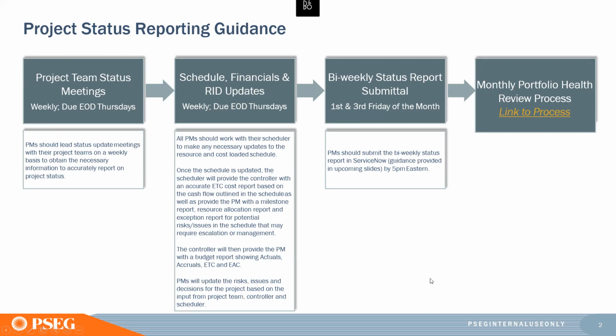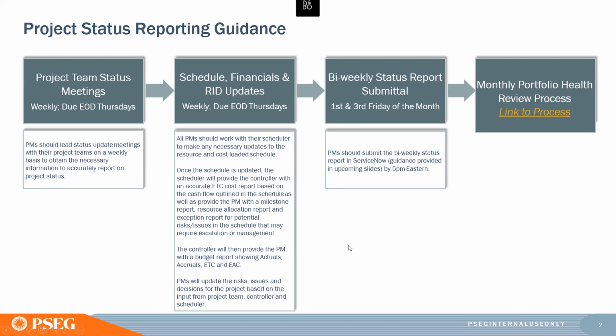The first and third Friday of every month is when your bi-weekly status report is due. You will see notices, emails coming out from the PMO reminding you. But first and third Friday is when they are due in ServiceNow, and I'll go through how you create it in ServiceNow.